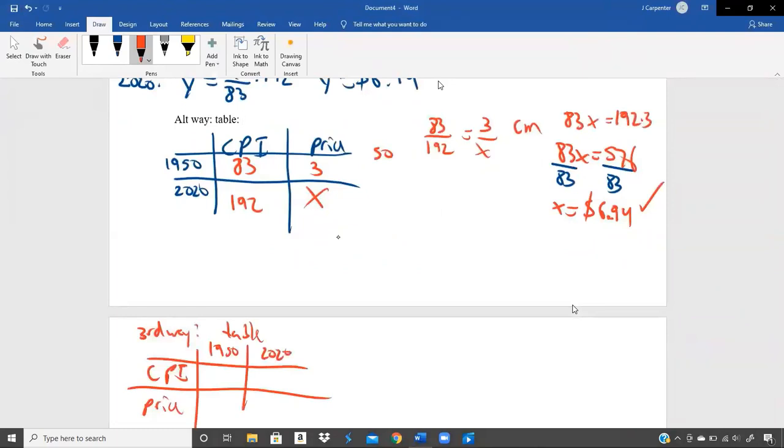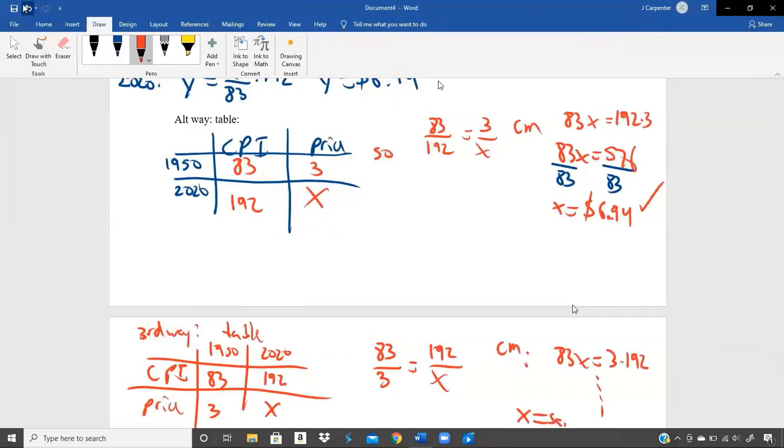Those are the verticals. Well, the CPI for 1950 was the 83. The price in 1950 was the 3. This CPI was 192. This is our X. You're going to get 83 over 3 equals 192 over X. It doesn't look like the same proportion. These two things have swapped places. But check it out. When you cross multiply, you get 83X equals 3 times 192. The same thing. You'll get the same answer.